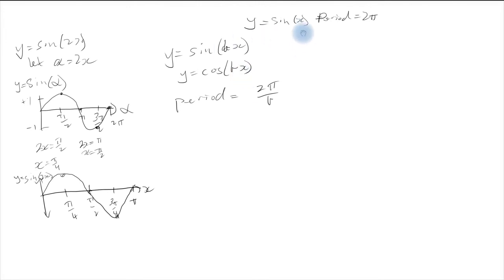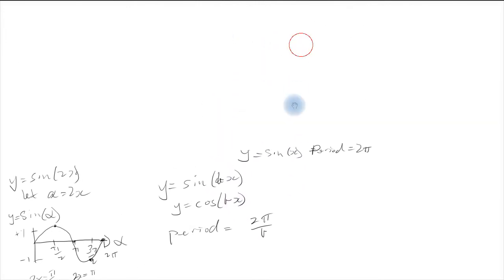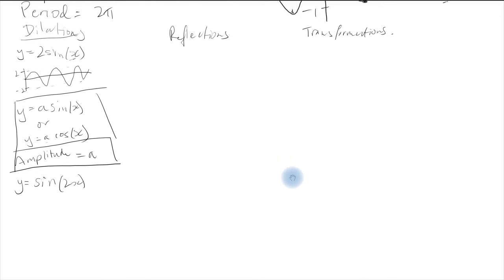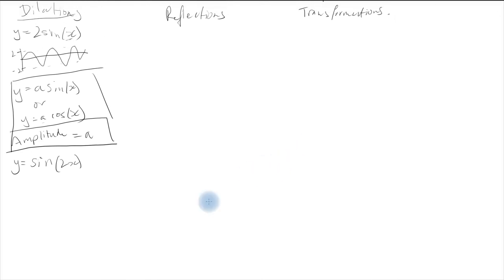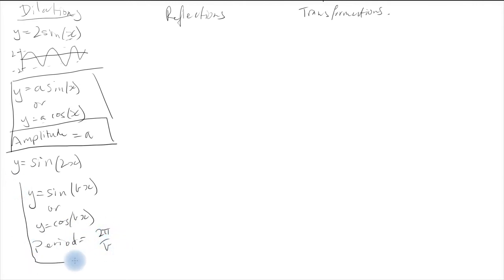Okay, so let's write that back where we were. So back in our dilations, our new piece of knowledge is that if we have y equals sine of bx, or y equals cos of bx, the period is 2 pi on b. So there we go. So those are our dilations done.